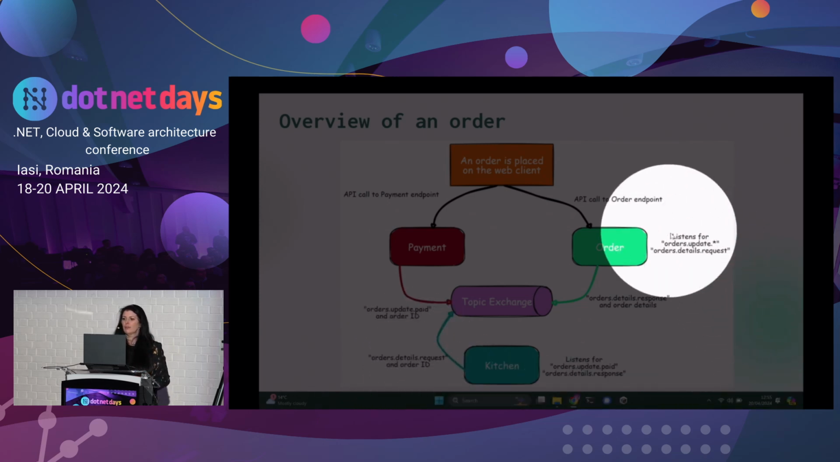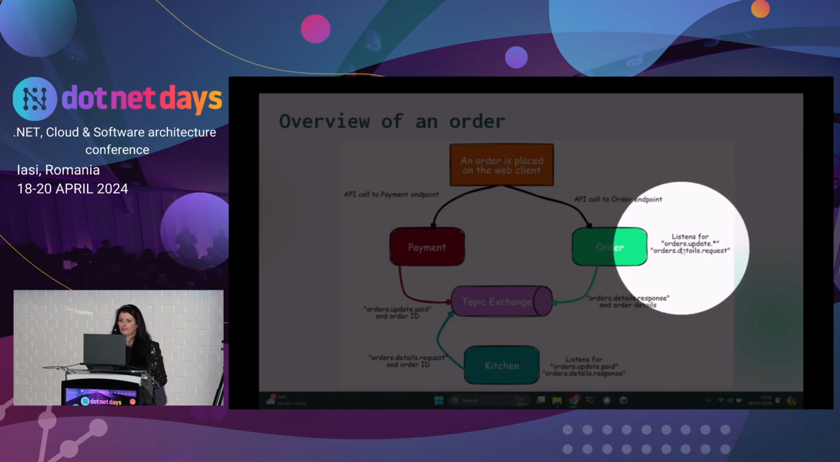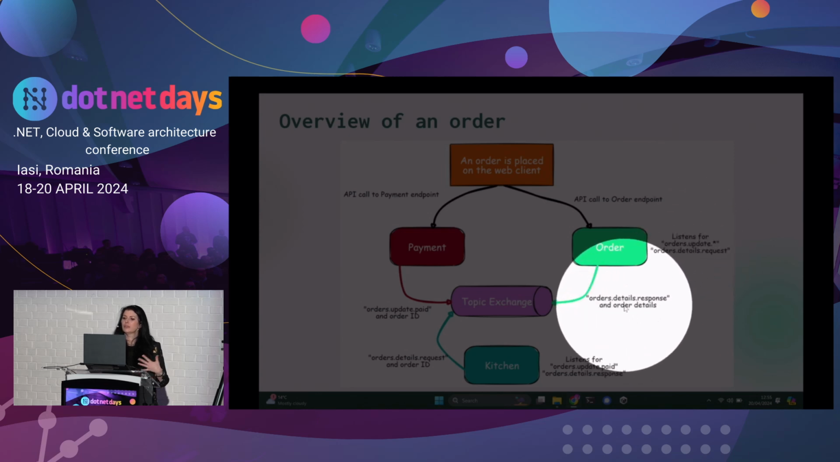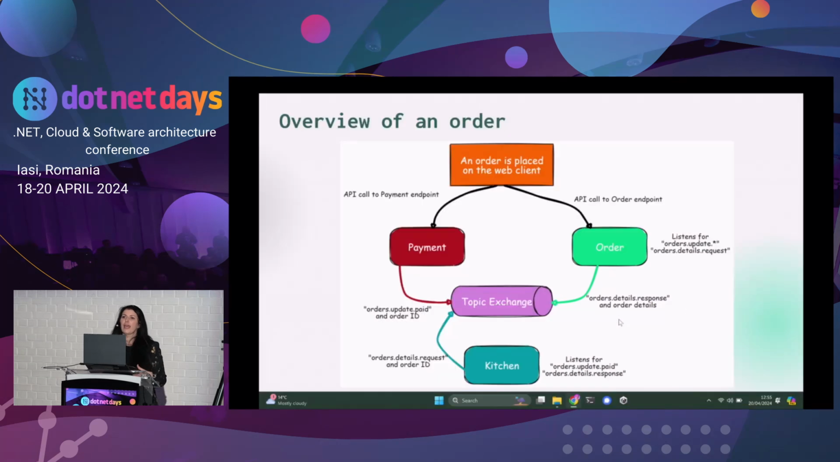And if we go up to our order, it's listening for that routing key. So what it produces is an orders.details response with the order's details. So this is now a fat message, and that kitchen is listening for that orders.details response, which has all of the data that's in that order. Okay, so now it can start making your order.